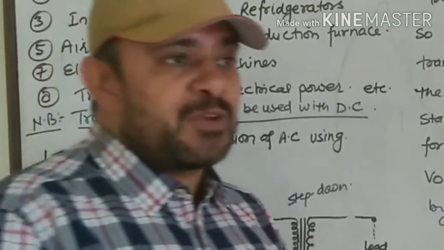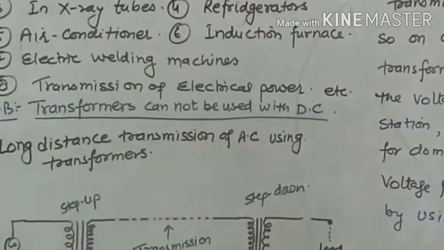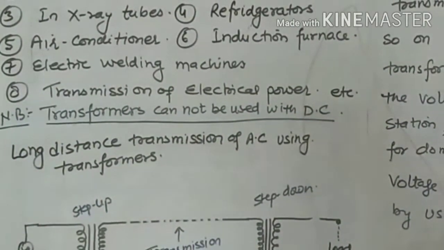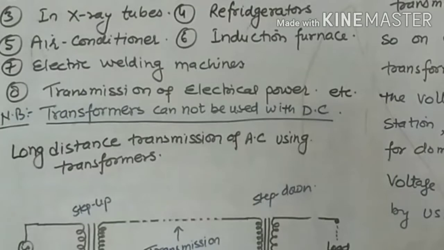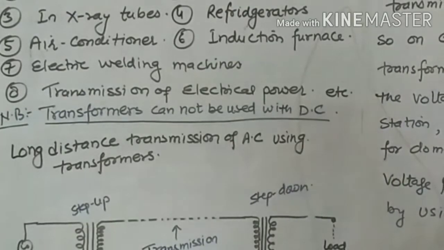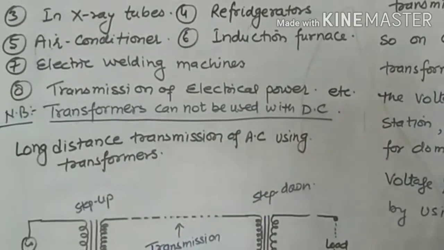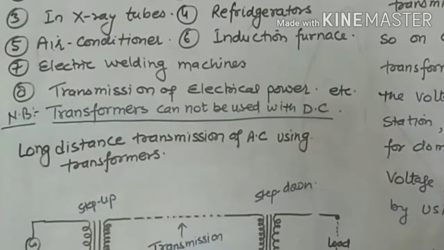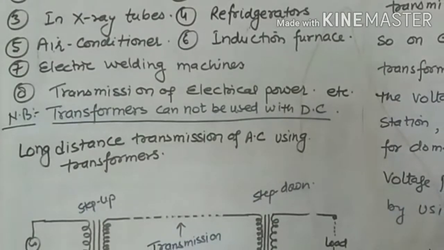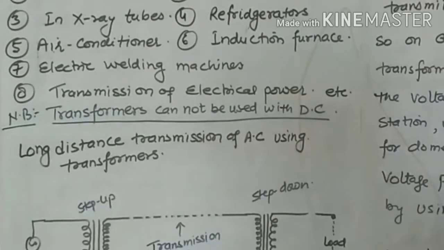One important feature to note here, that transformers cannot be used with DC. Transformers can only be used with AC, as AC keeps on changing and mutual induction is a constant phenomenon. But in case of DC, because it is constant, its frequency is zero, so mutual induction cannot take place, and hence transformers cannot be used with DC.